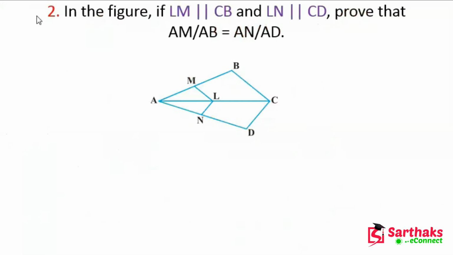Question number 2 is, in the figure, LM is parallel to CB and LN is parallel to CD. Now we have to prove AM upon AB is equal to AN upon AD. So how can we solve it? Very easy. Let's see how we can solve it.